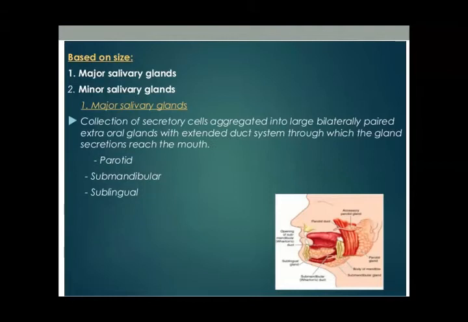Major salivary glands are collections of secretory cells aggregated into large, bilaterally paired extraoral glands with an extended duct system through which the gland secretions reach the mouth. There are three types of major salivary glands: the parotid salivary gland, the submandibular gland, and the sublingual gland.